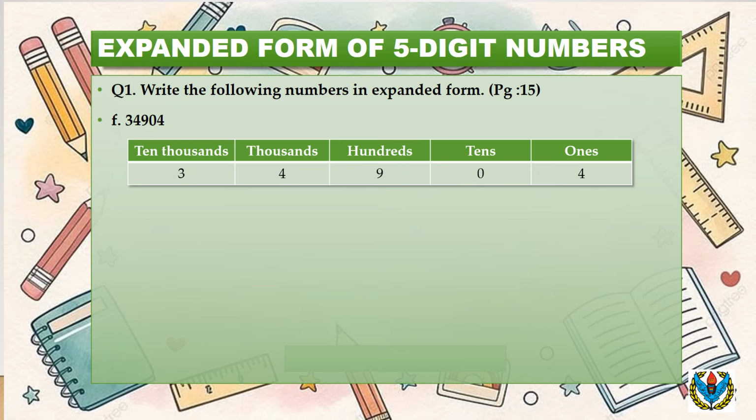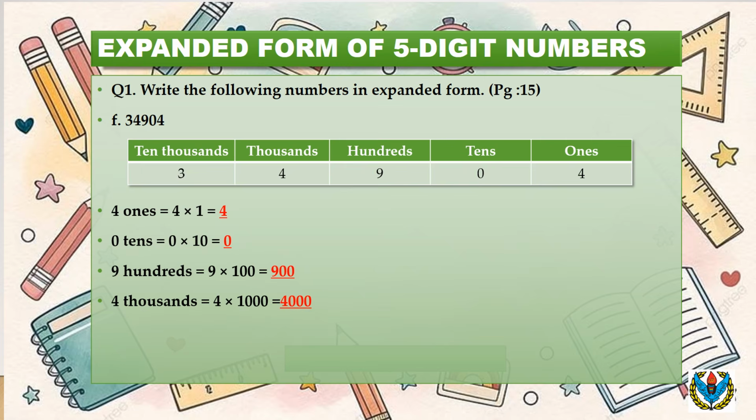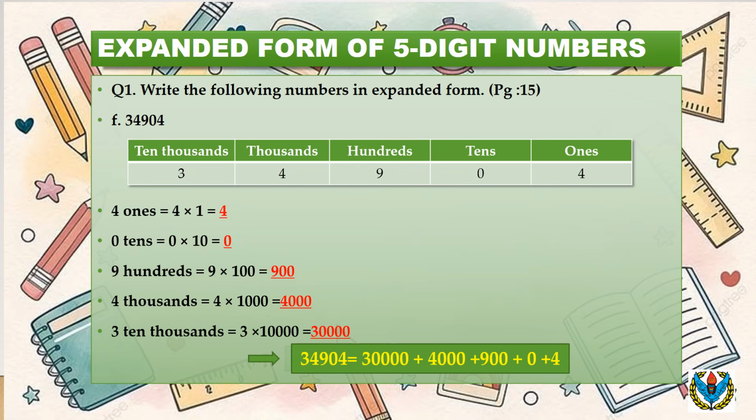So now from here we can conclude that 4 ones is equal to 4, 0 tens is equal to 0, 9 hundreds is equal to 900, 4 thousands is equal to 4,000, 3 10,000s is equal to 30,000. So we can write 34,904 as 30,000 plus 4,000 plus 900 plus 0 plus 4.